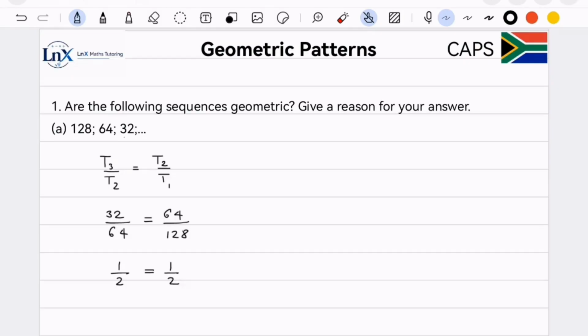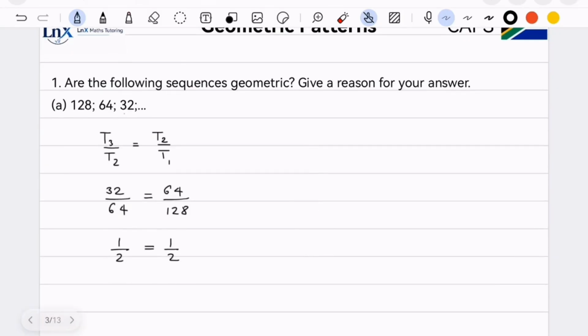Now we do see that these are actually equal, and therefore for a common ratio, we know that the common ratio is T2 over T1, which will give us 1 over 2. So using this reason, we know that this sequence is geometric.